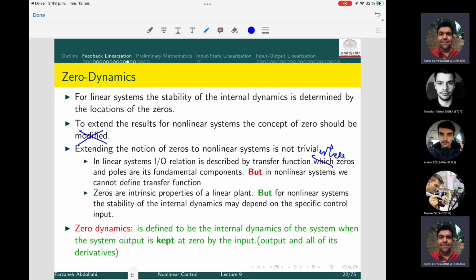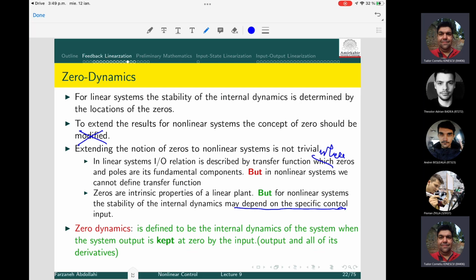Zeros are intrinsic properties of a linear plant. That makes sense. The zeros of a transfer function, that's what they're trying to say, is a notion which is peculiar to linear systems. You can't just say zeros of a transfer function for nonlinear systems. But for nonlinear systems, the stability of the internal dynamics may depend on the specific control input.